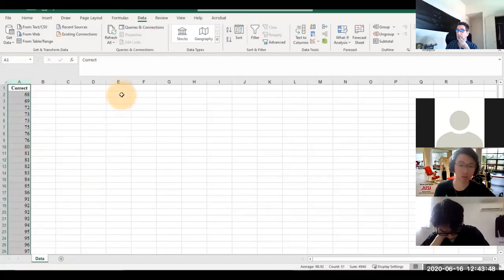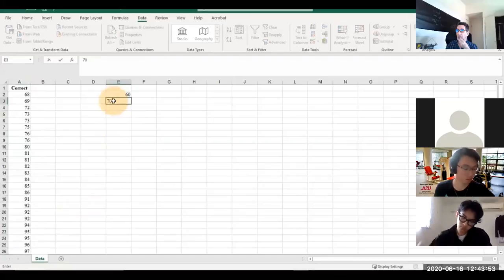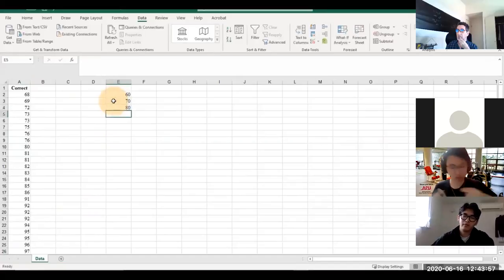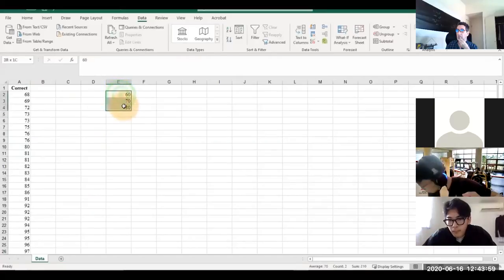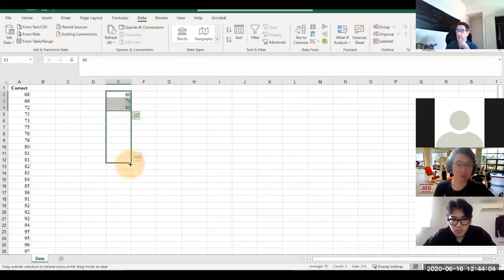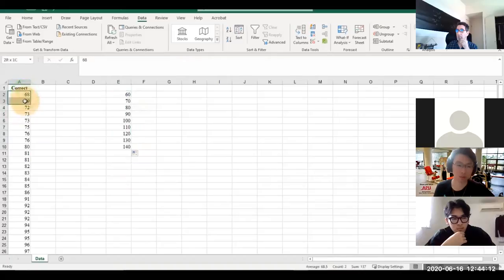So we could do 60, 70, 80. Let's do that, and let's copy this down until we get to 140. Okay, so we have that. And now we can take each of the pieces of data in the 60s. Now we can take each piece of data that's in the 60s and copy it.